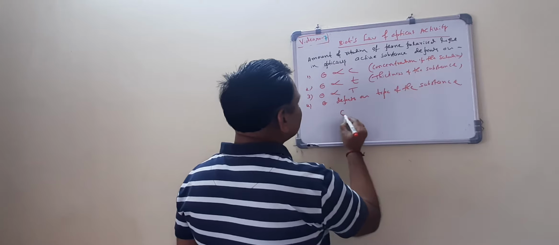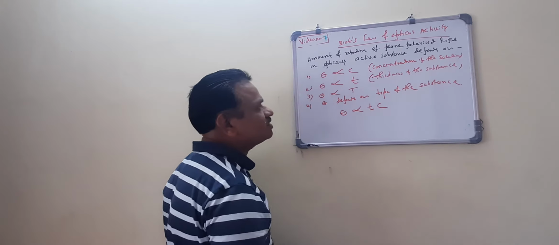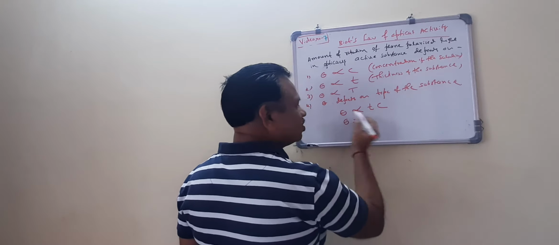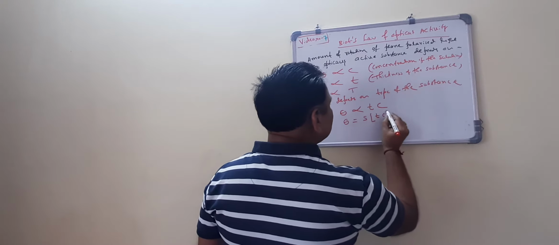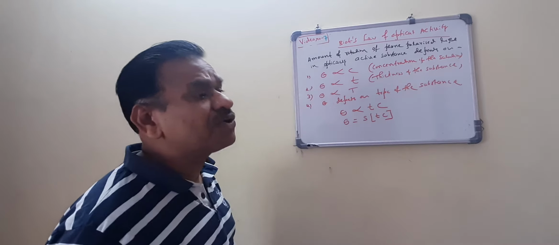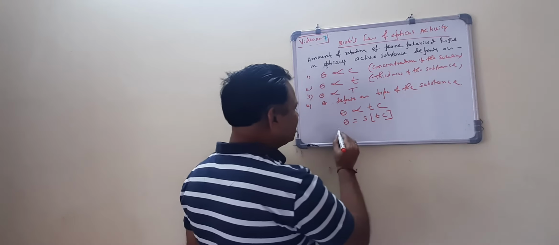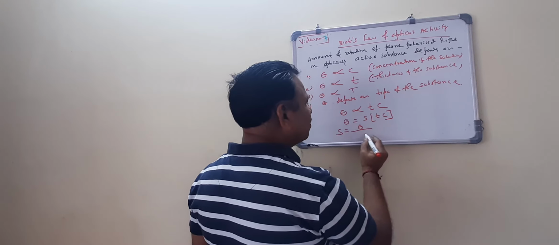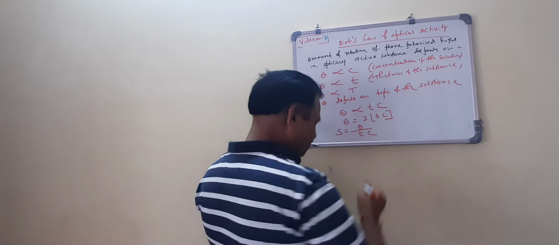Now I will write theta is directly proportional to T and C. Some books will write L. So theta equals a proportionality constant S into T into C. This S is called specific rotation, another physical parameter. S equals theta divided by T into C.